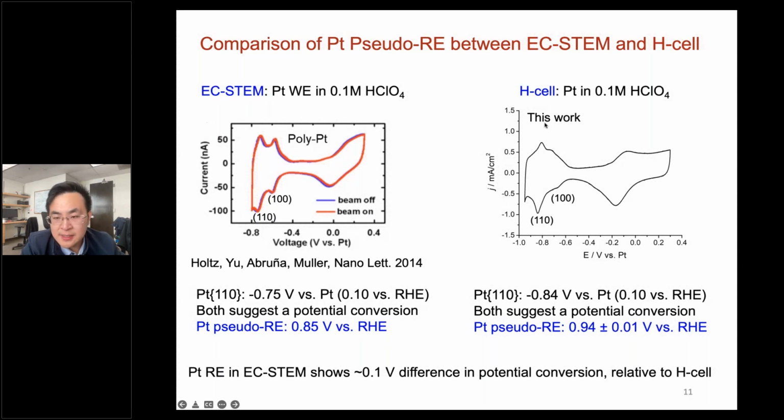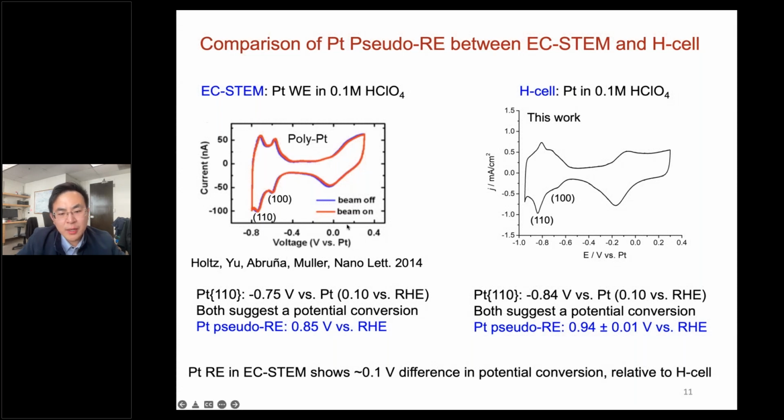On the right side is the recent work I have done. You can see the position for the platinum reference in the H cell. Well, there's still a difference. For the H cell, we observe platinum reference versus RHE at about 0.94 volt. So we see a little discrepancy between liquid cell TEM and H cell, performed by 2 different people. And you will see this difference more commonly in the literature. We see about a 0.1 volt difference. The question is, is this difference real? Or should we trust the measurement from the H cell more?